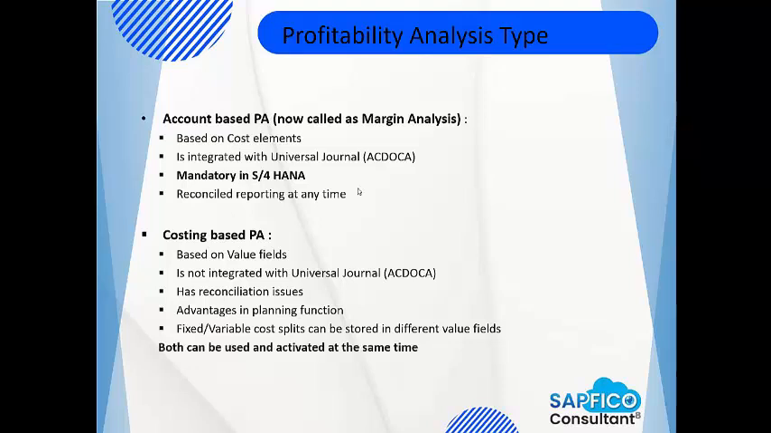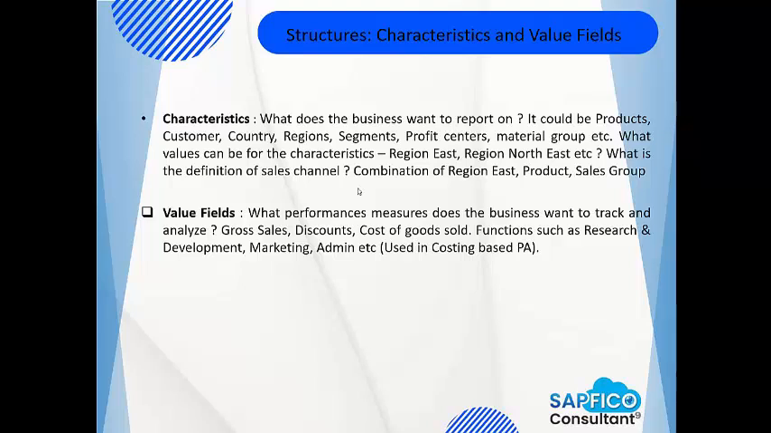You can use both account-based and costing-based at the same time, but it is advisable to go only with account-based PA so that our configuration is simpler and always reconciled. So the structures are, we have the characteristics, which are product, customer, country, region, segments, profit center, material. What does the business want to report on? These are the characteristics. It can be the region, the product, the sales group, the sales channel, and all that. So these are all the characteristics.